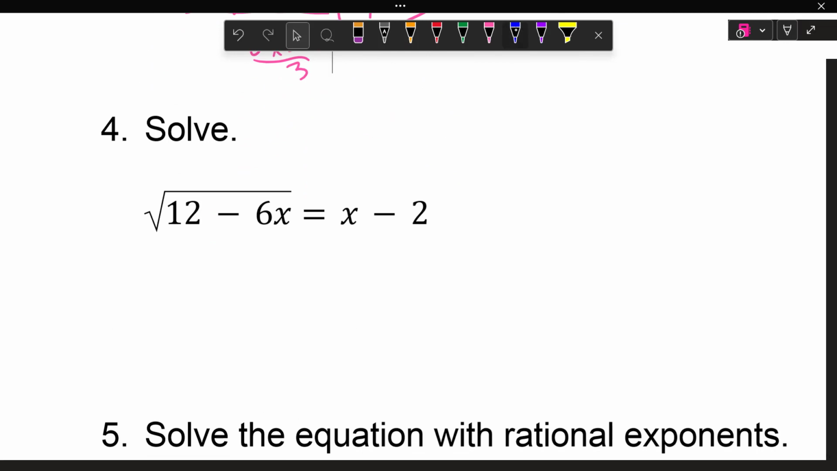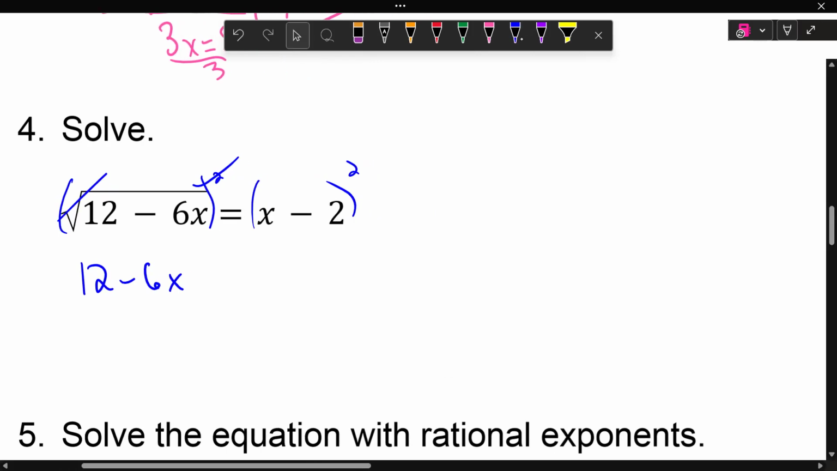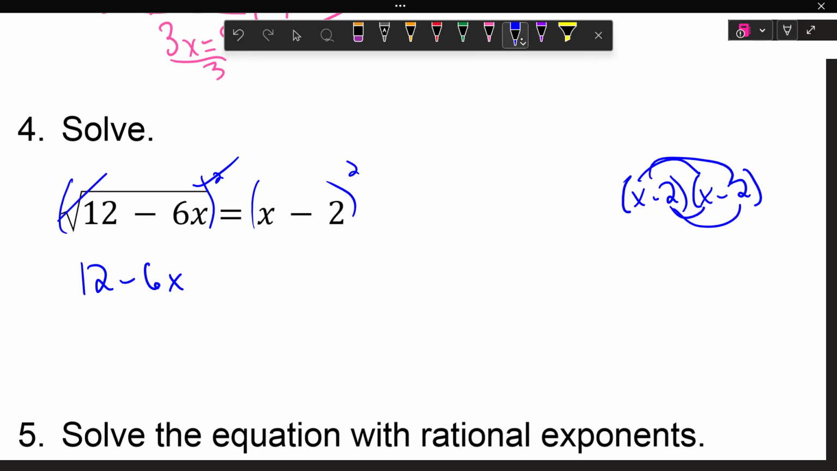Number 4. This one's a little bit more work. The square root is by itself, so now we got to square both sides. On the left side, the squared and the square root cancel out. We get 12 minus 6x. Now, x minus 2 squared, we cannot just distribute the exponent. I told us this I don't know how many times, we keep forgetting. It's really x minus 2 times x minus 2. So we have to double distribute. We get x squared minus 2x minus 2x plus 4. So a grand total of x squared minus 4x plus 4 when we add our like terms.